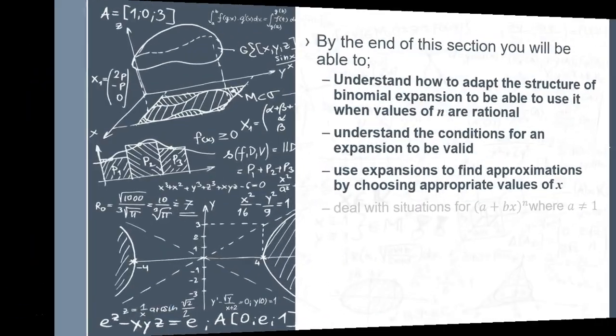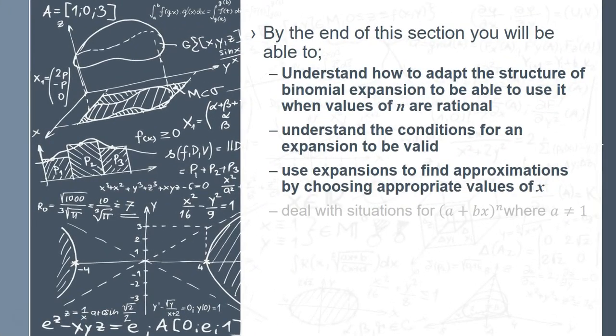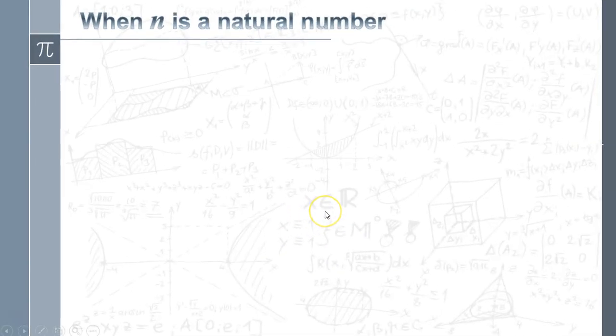The first video, I'm just going to look essentially at those first three bits there, and then in the second video we'll look at a bit that's greyed out, which is to do with values in this expansion where this value here, a, is not equal to 1. Okay, so let's crack on.